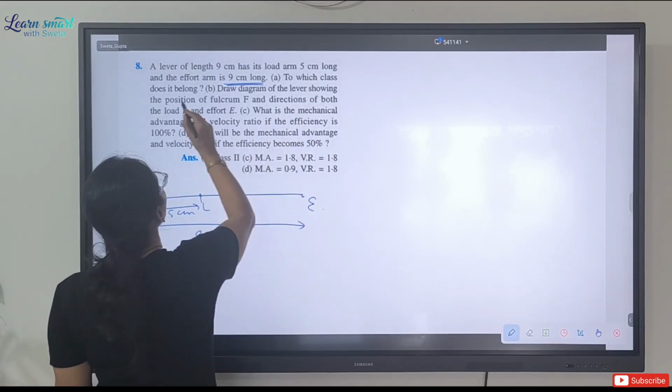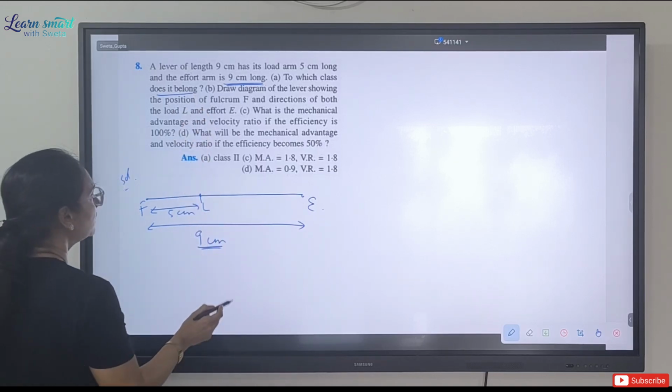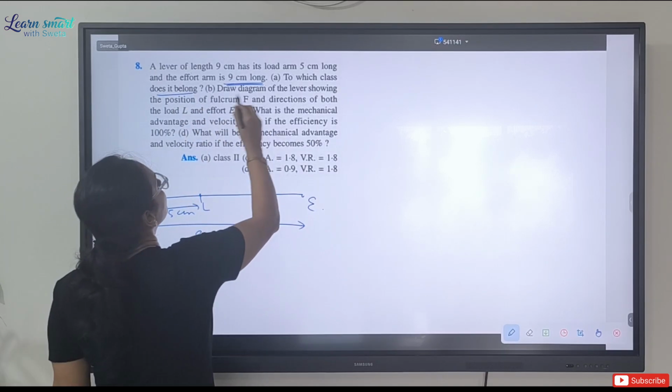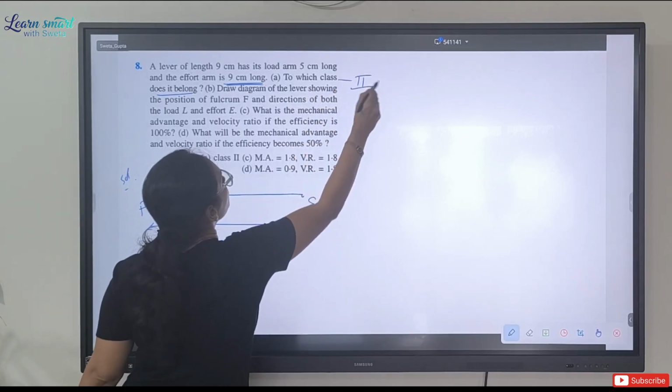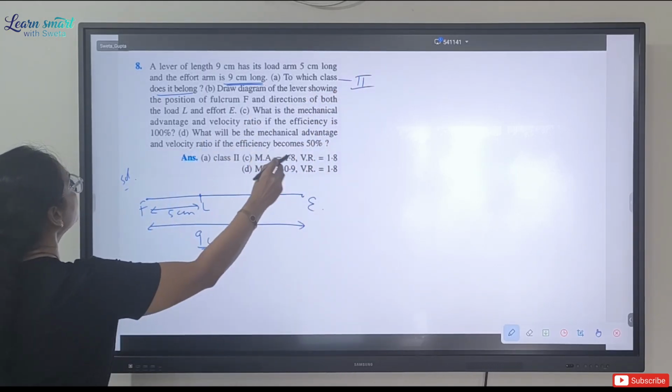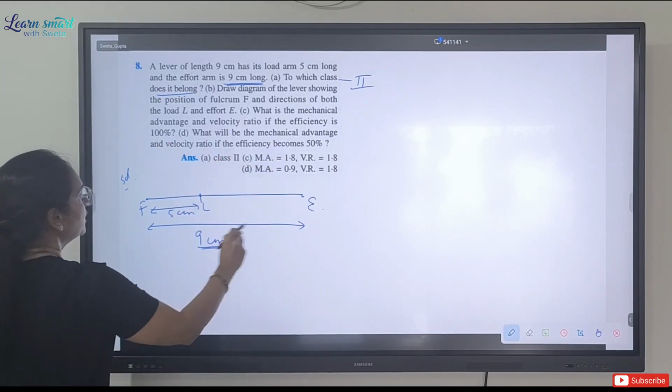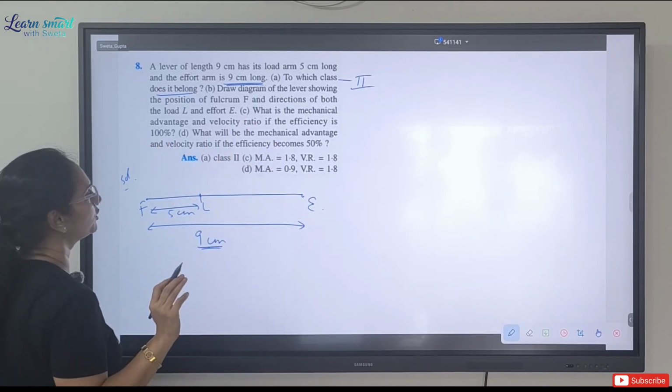They are telling to which class does it belong. Now here load is in the middle, which means it belongs to class 2 lever. So the answer will be class 2 lever. Now draw the diagram of the lever showing the position of fulcrum and the directions of both the load and the effort. So see, this is the diagram that you will draw.